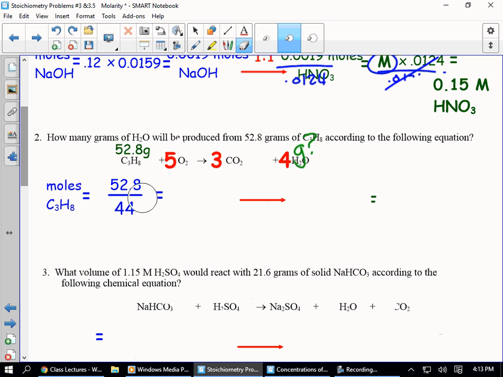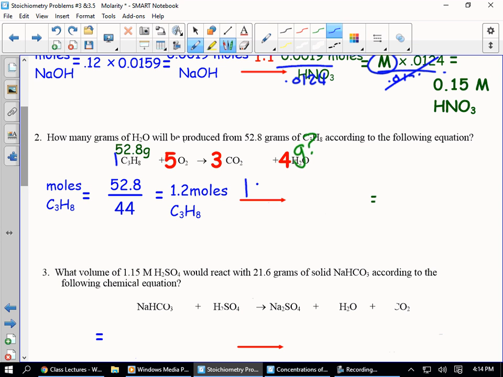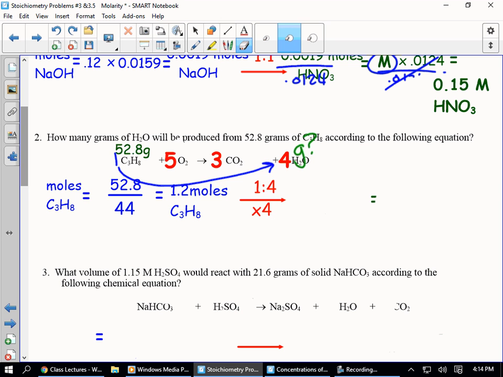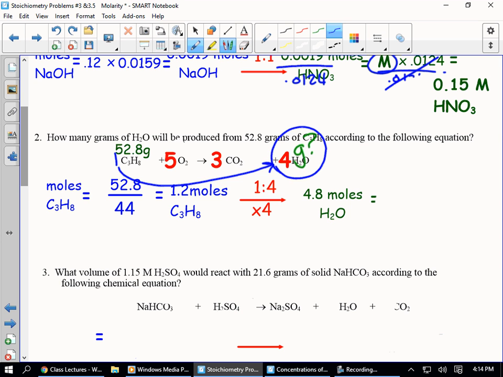Formula weight is 44. And when you divide that, hopefully you got this number, 1.2 moles of C3H8. Now, the second step in any stoichiometry problem, after you've got moles, is to follow your coefficient ratio. This is a 1 to how many? 4. So I'm going to multiply this number by 4, and you're going to get 4.8 moles of water.